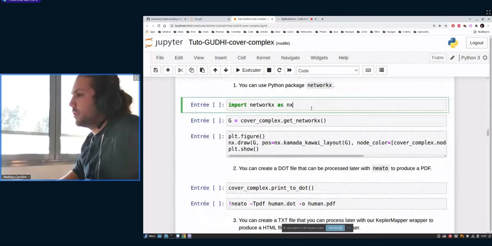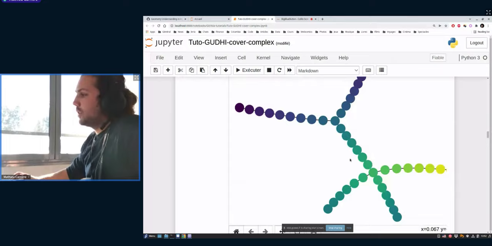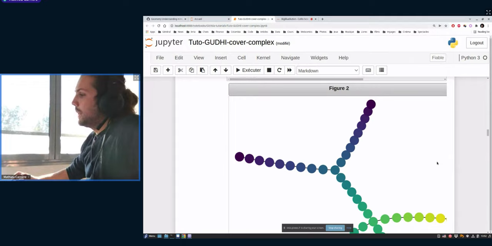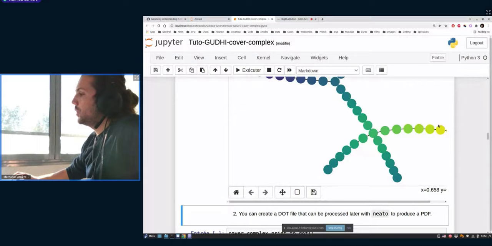So for instance, if you use NetworkX, that's what you get, right? That's a graph, and you can see some kind of skeleton of the shape, right? You have the two legs here, the two arms and the head. The nodes are actually colored by the value of the filter, so the highest values are, of course, for the head, and the lowest are for the feet.